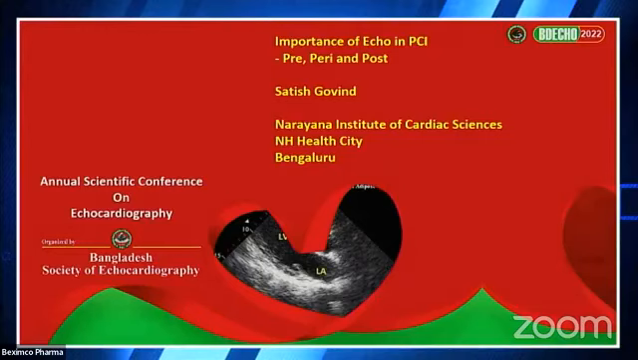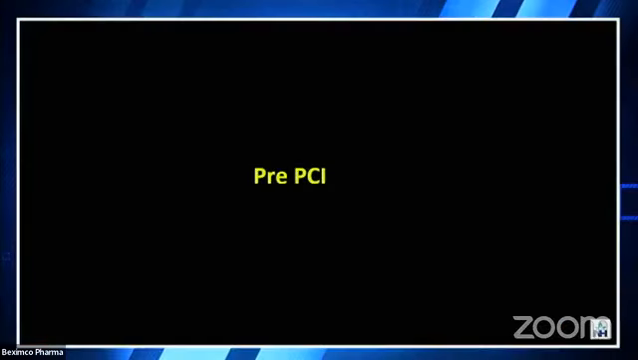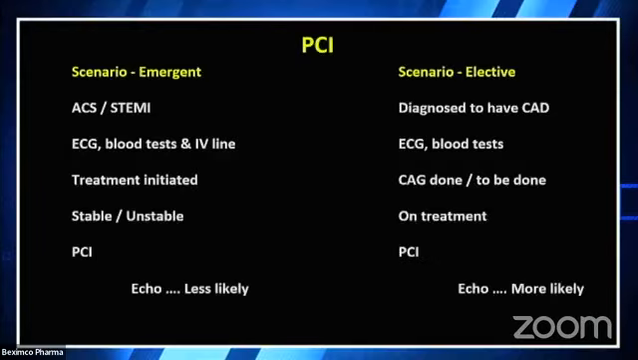So moving on with the interventional echo. This is something related to PCI, which is quite common. And then I'll be looking at how we should do the echo. What is the status of echo pre, peri, and post? So first and foremost is pre-PCI.